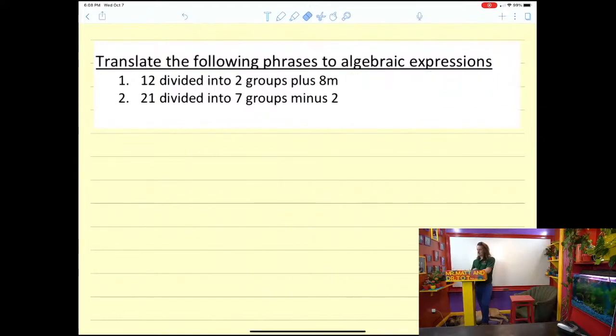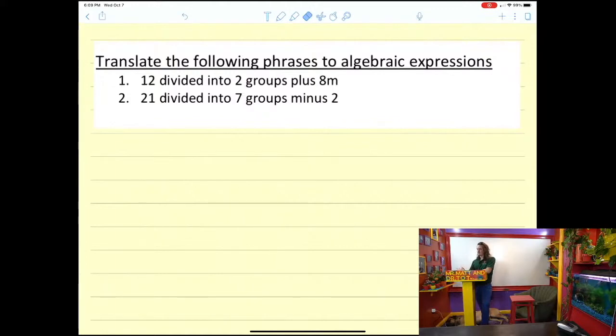Okay, so let's look at these two problems. The first one says 12 divided into two groups plus 8m. Now, as we'll learn later in this course, there is a more specific way. There might be a little bit of ambiguity, a little bit of confusion into what you need to do first.